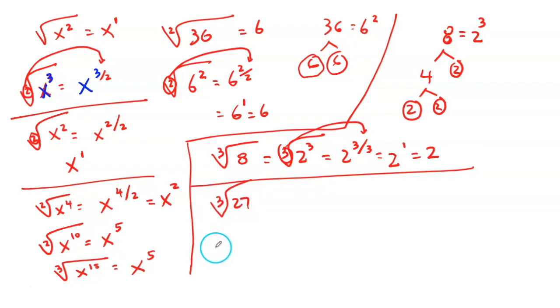Cube root of 27. Do I need to learn all the perfect cubes? No, you don't have to. But you need to know how to break the numbers. 27, and when I say to break the numbers, it is the prime factorization into prime numbers. 2 is a prime number, okay? 27, two numbers that you multiply to get 27: 9 times 3. 3 is a prime number.